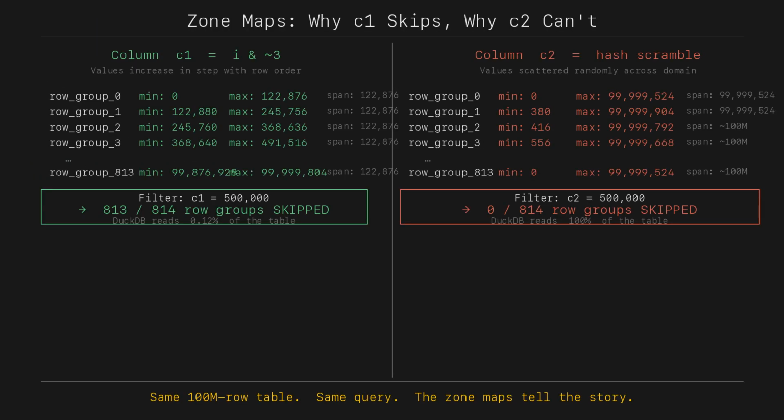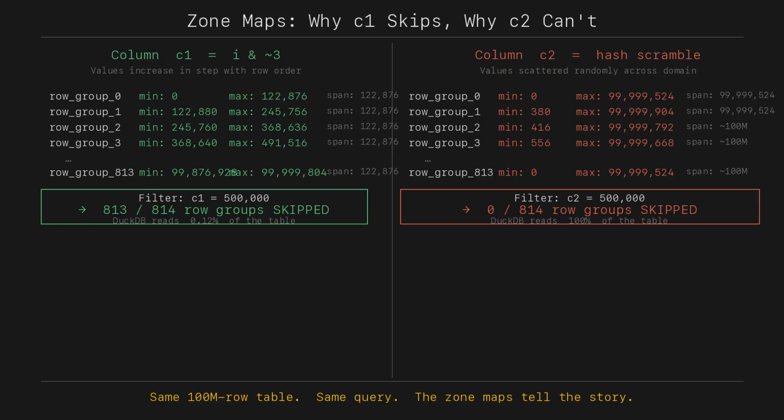Here's what the zone maps actually look like for both columns. C1 on the left, C2 on the right. C1 first, row group 0, min 0, max about 122,000, span about 122,000, tight. Row group 1, min about 122,000, max about 245,000. Notice, row group 1 starts exactly where row group 0 ended. No overlap, no gap. Because C1 is sorted, each row group's range is a clean non-overlapping window.